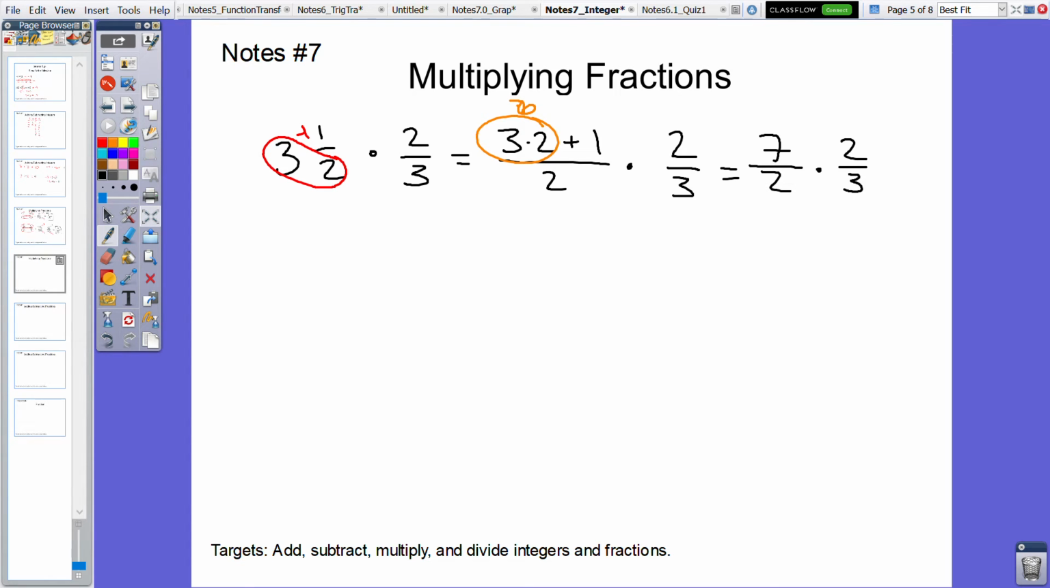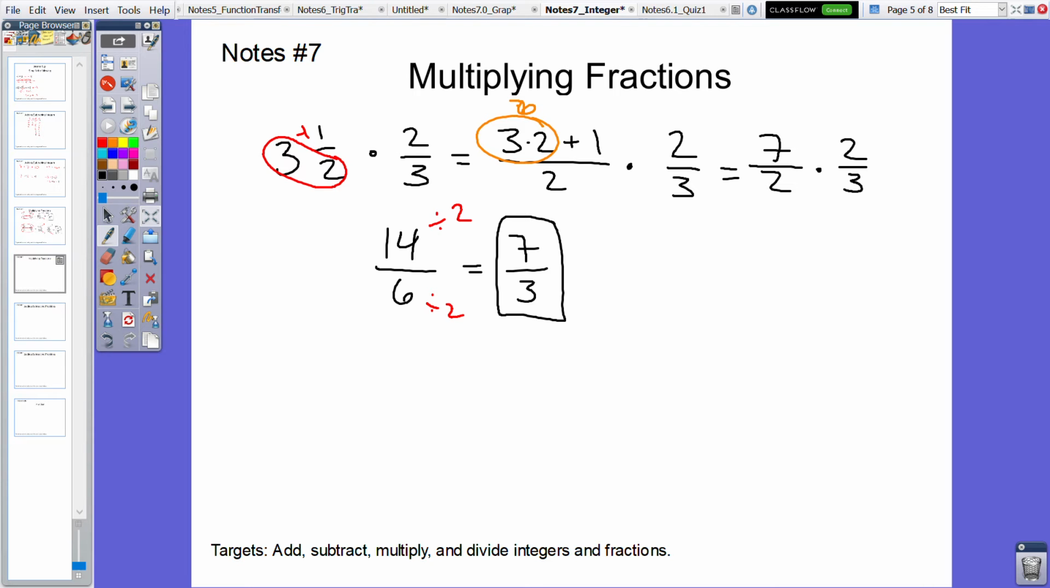Now I'm going to simplify here by multiplying out. So 7 times 2 is 14, and 2 times 3 is 6. Once again, two even numbers in both numerator and denominator, so I'm going to start by reducing by 2. Divide both numerator and denominator by 2. 14 divided by 2 is 7, and 6 divided by 2 is 3. So 7/3, both 7 and 3 are prime numbers. That means we found our answer for what happens when we multiply 3 and 1/2 by 2/3.